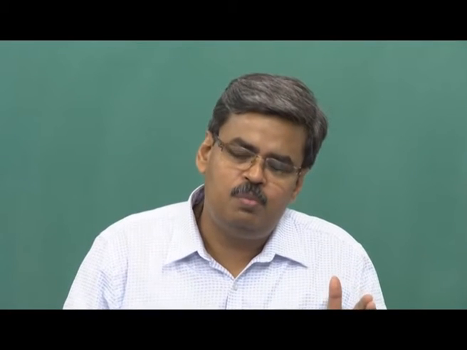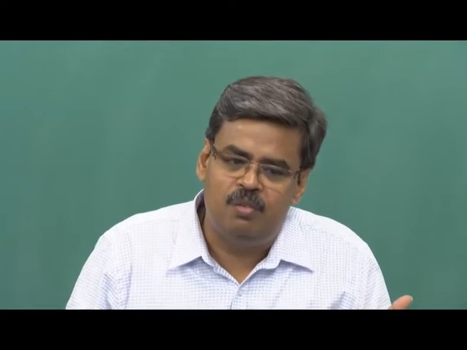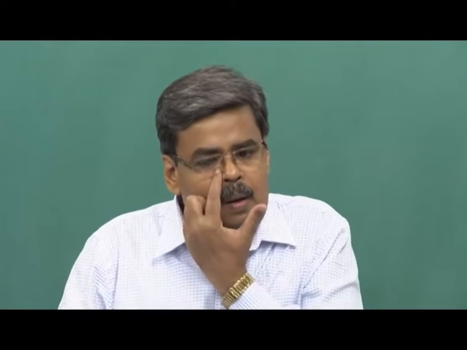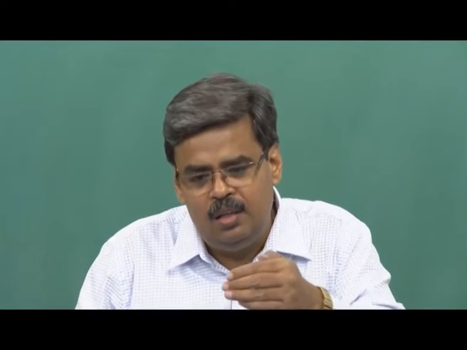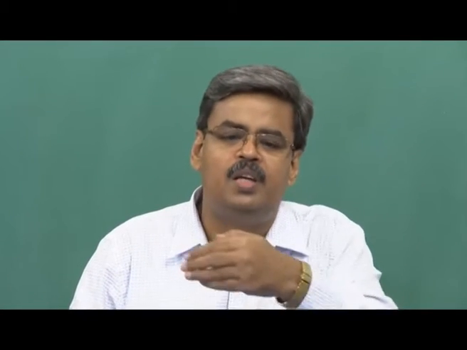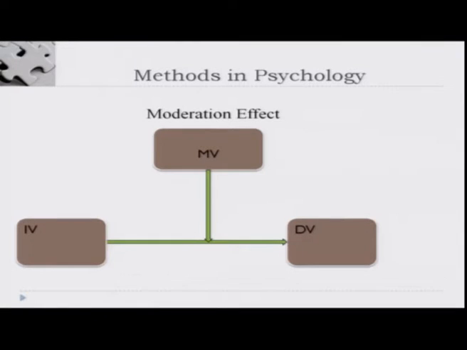One form of relationship is called the mediation effect. Mediation means, as you find written here as MV, that the independent variable influences the dependent variable and it goes through the mediating variable. The other type of effect is called the moderation effect, where the independent variable affects the dependent variable, but there are certain other factors as well which affect the relationship between the independent and the dependent variable. This is called the moderation effect.